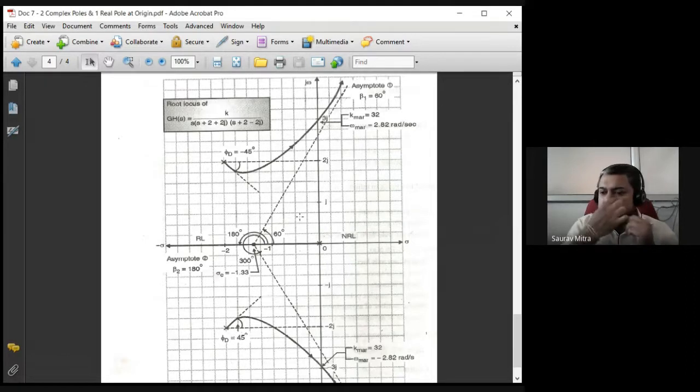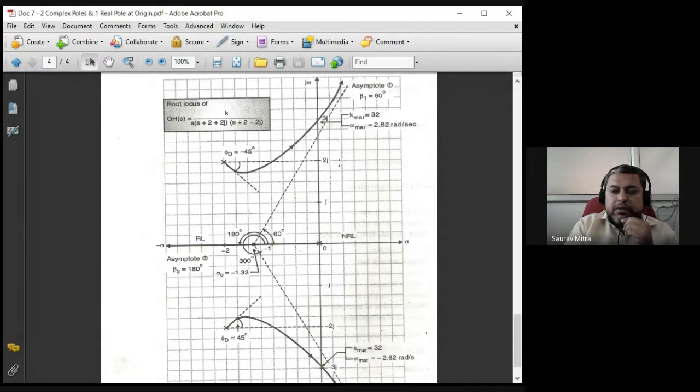So what was the question? I have found that there are three root loci because there are three poles given. Initially a pole was there at 0, and then there were poles at minus 2 plus 2j and minus 2 minus 2j. So for minus 2 plus 2j, we will calculate it. How to calculate, I will show you. For minus 2 plus 2j, that is this pole, we will find that the angle of departure is minus 45 degree.